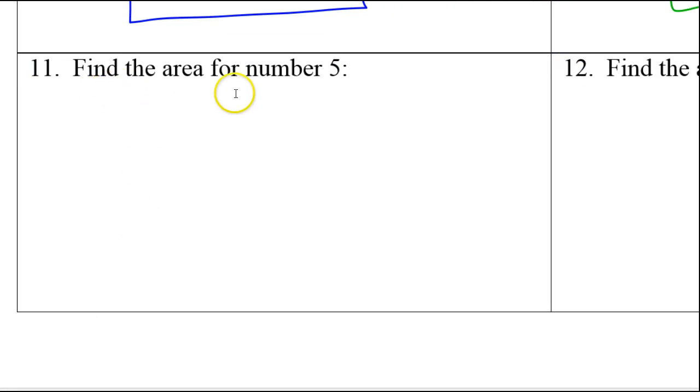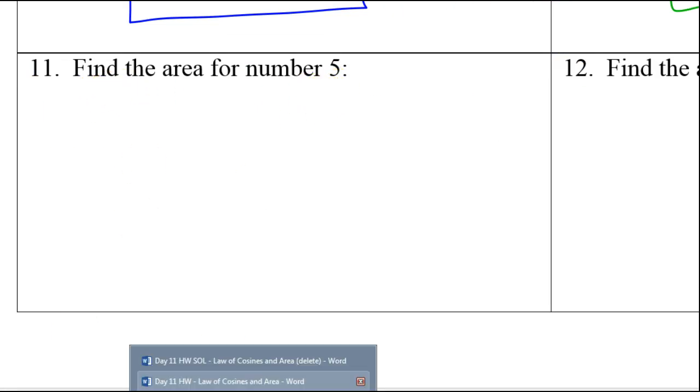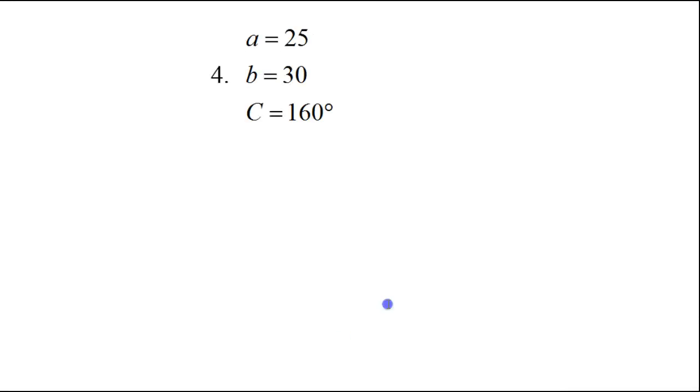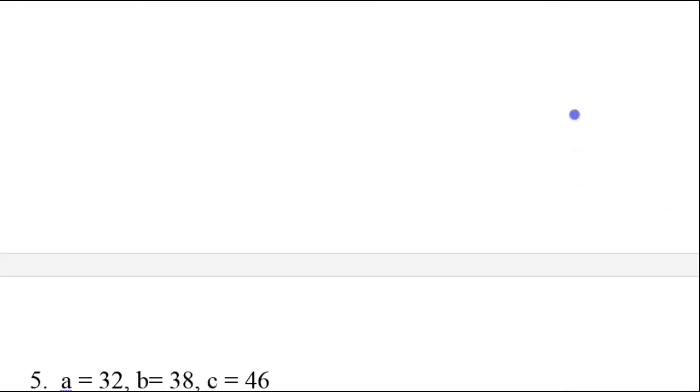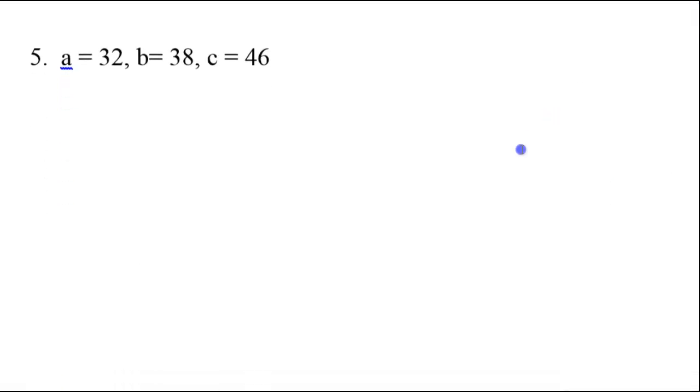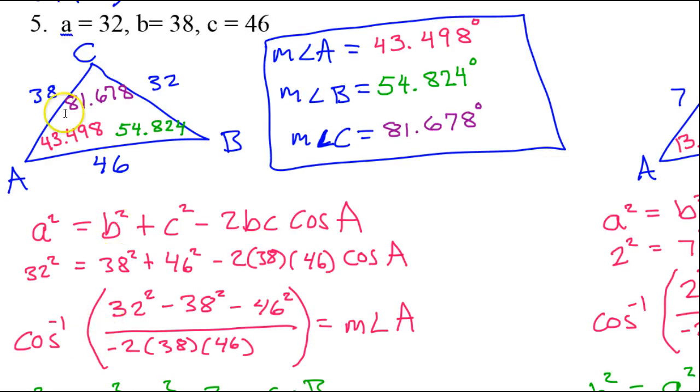Alright, for number 11, we're supposed to find the area of number 5. Number 5, we are given side, side, side, but we're supposed to use the formula for side, angle, side. We're going to need two sides and an included angle. So I'm going to go ahead and use side A, side B, and angle C. So I'm just going to copy these three values over.